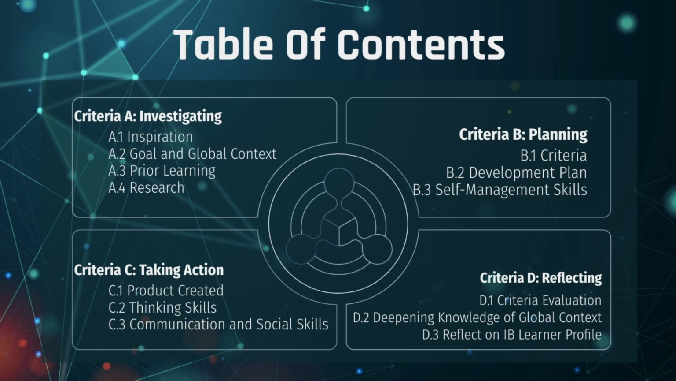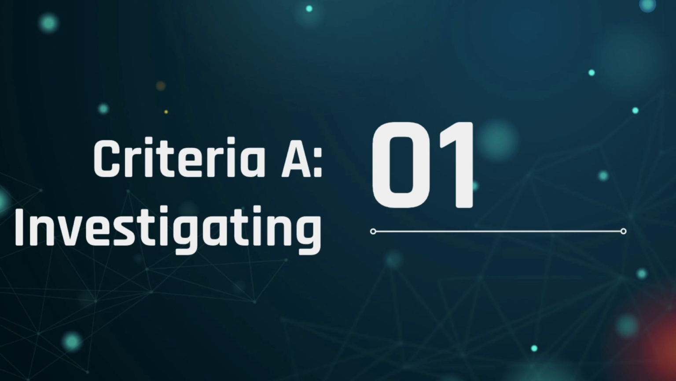I'll be going over the following four criterias: investigating, planning, taking action, and reflecting. Throughout my presentation, we will go in depth into each of these four criterias. First off, we'll be diving into criteria A, investigating, where I define my inspiration, goals, global context, as well as the extensive research I conducted.